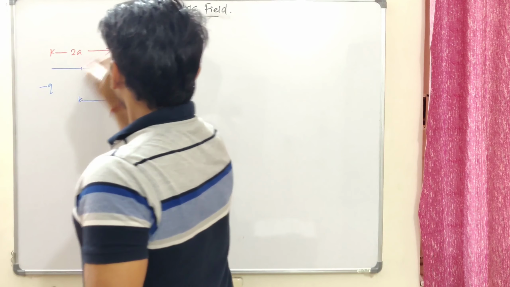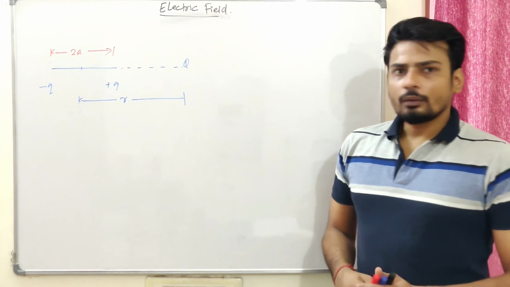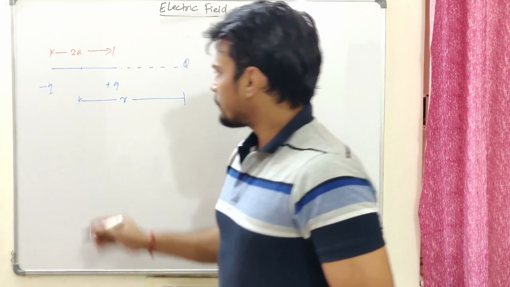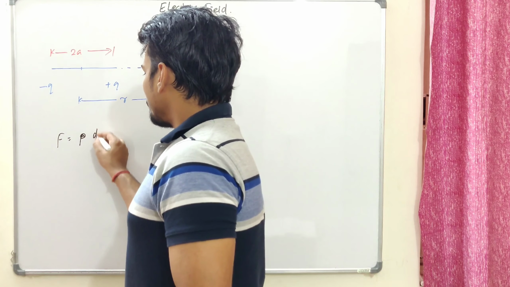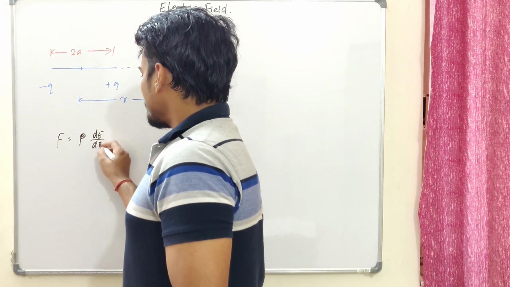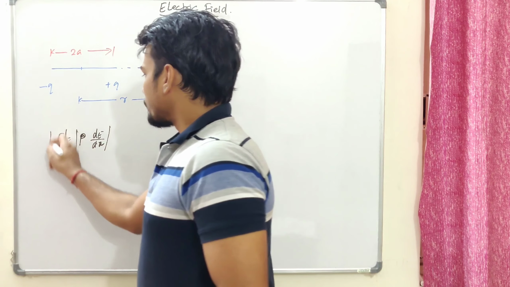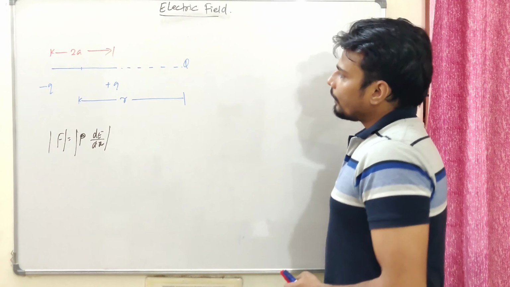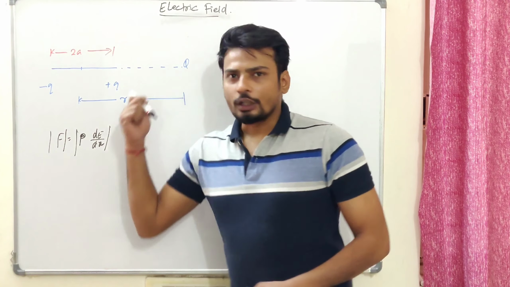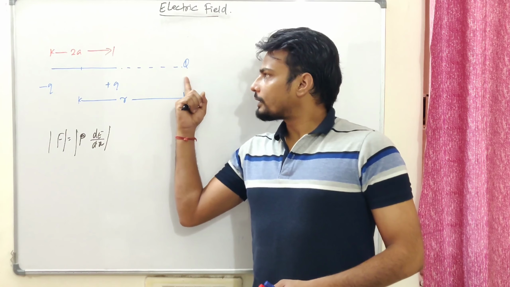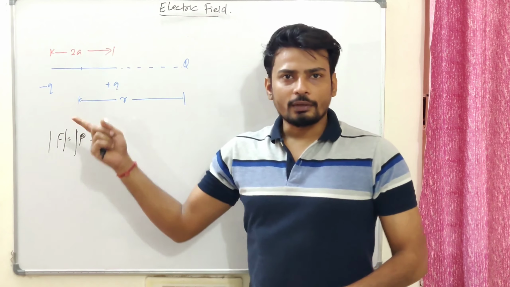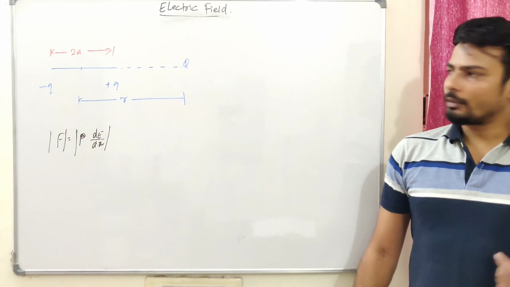Just now we have seen the net force is given as dipole moment p dE by dx. Let's keep it in mod to be on the safe side. Now, the field is produced over here by this point charge, and that is going to influence this dipole, right? So the field due to a point charge is how much?